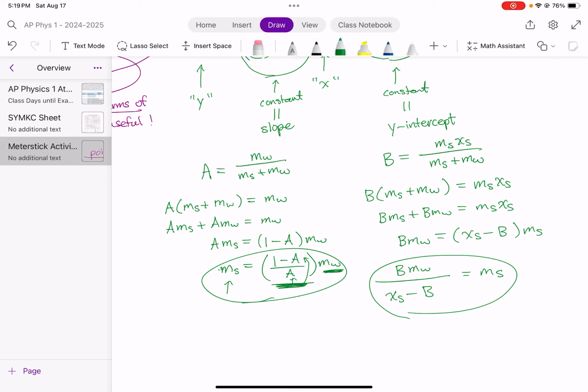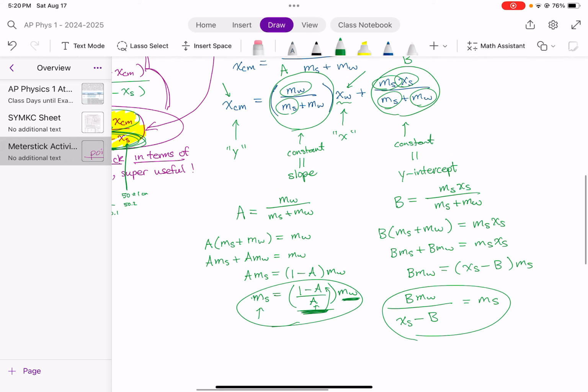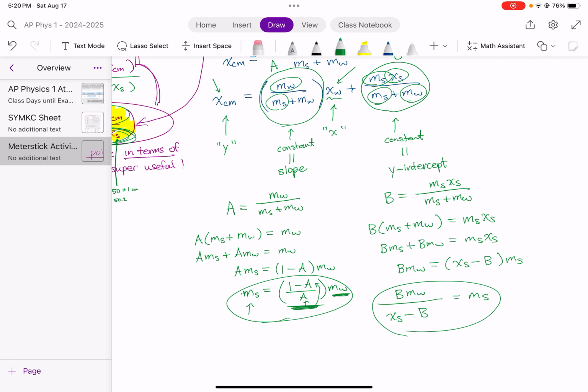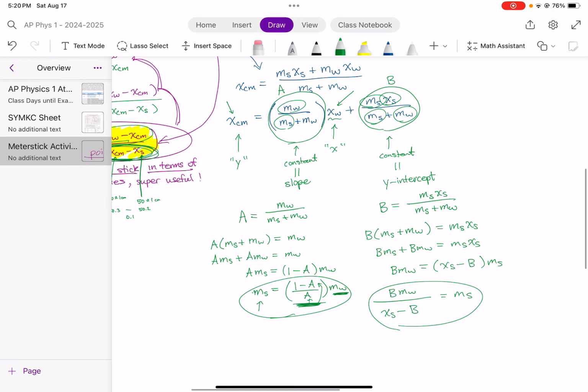So what I want you guys to do is try to use these better, more improved formulas to calculate the mass of your meter stick. I would do that in this video, but I get the sense that I've already gone over 40 minutes. I don't want to waste any more of y'all's time. So next up, look at the video that's going to introduce the pivot lab that you guys are going to do.